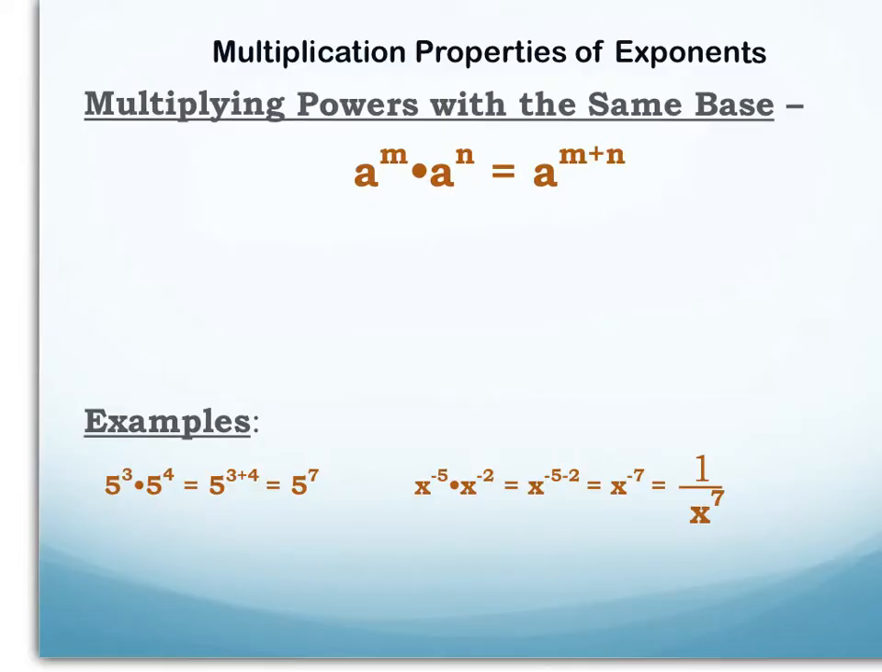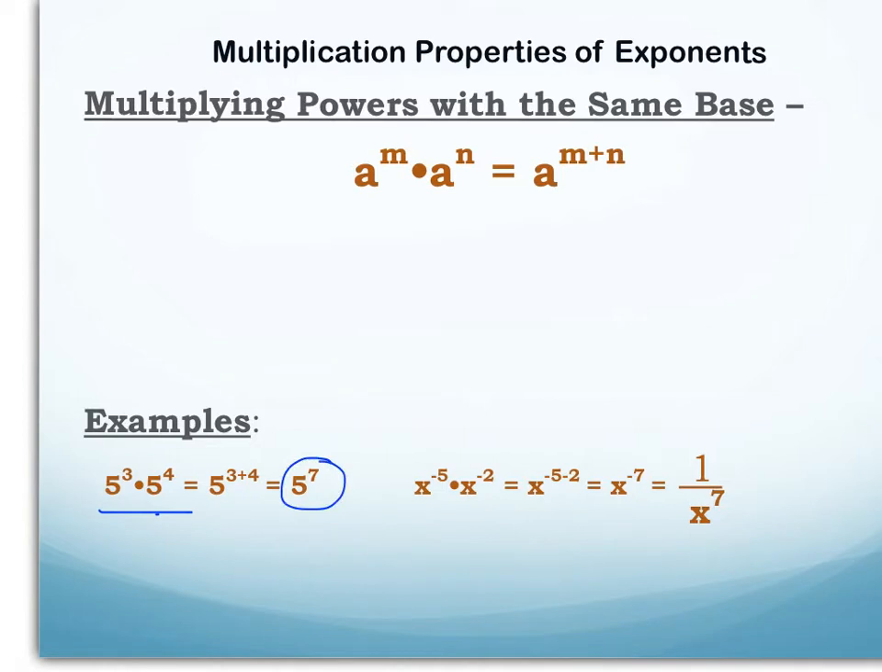So the rule for multiplying powers with the same base is that a to the m times a to the n equals a to the m plus n. And you notice that in our table. When we had 2 to the second times 2 to the third, we got 2 to the fifth. We kept the base of 2 and then added 2 plus 3 is 5. In the two examples down below, here we have 5 to the third times 5 to the fourth. Keep the 5 and add the exponents. 3 plus 4 is 7.